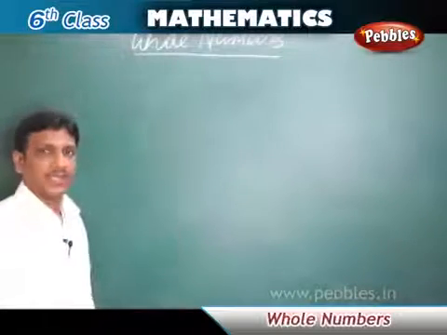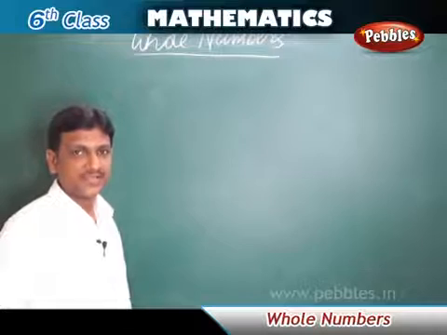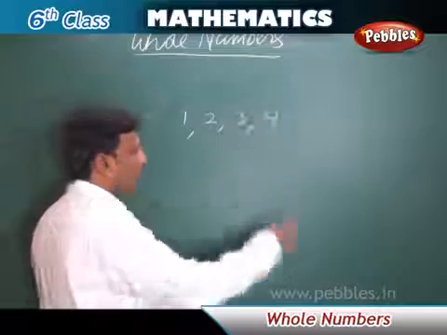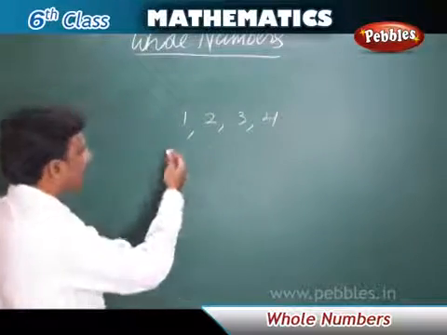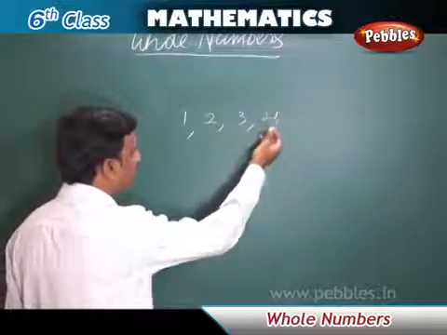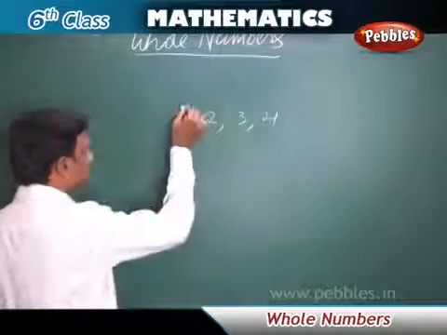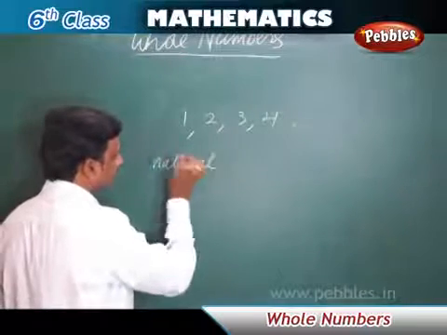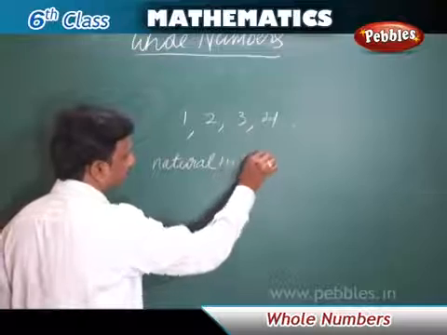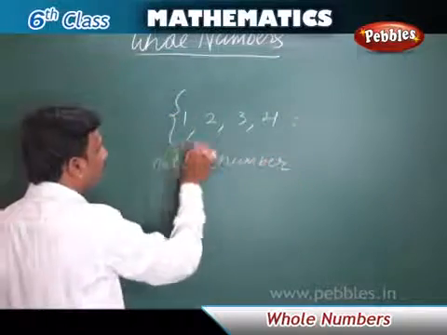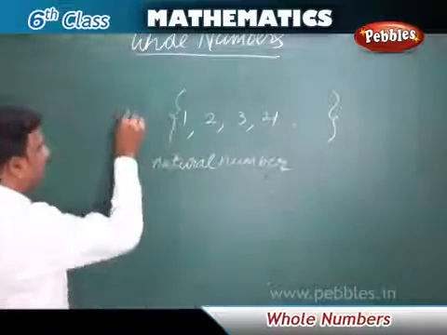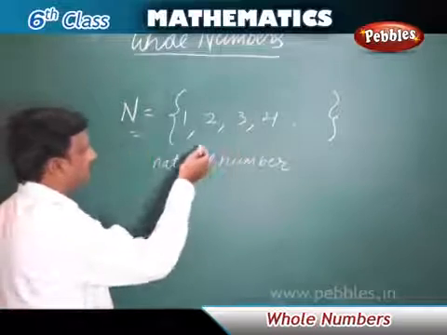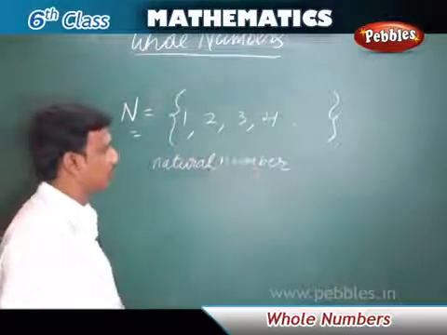Whole numbers. In our day-to-day life, to count things, we use numbers like 1, 2, 3, 4. The collection of these kinds of numbers, 1, 2, 3, 4 and so on, we call natural numbers. And we represent the set of natural numbers with the letter N. So N is natural numbers 1, 2, 3, 4 and so on.